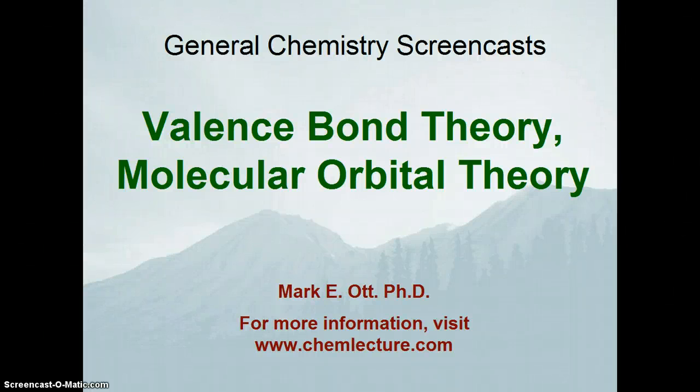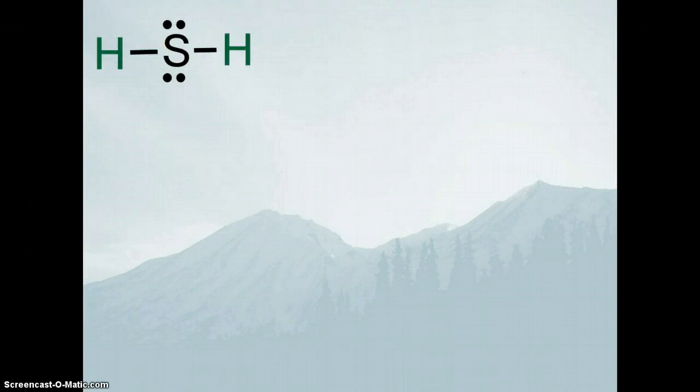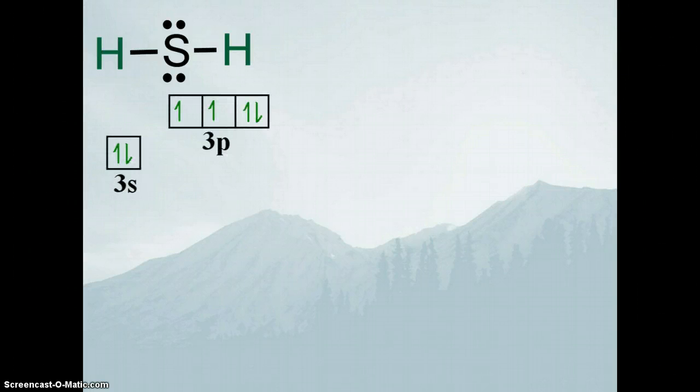In this screencast, we're going to talk about valence bond theory and molecular orbital theory, which are two different ways, other than VSEPR, to think about bonding. Let us consider for a moment hydrogen sulfide, which you would think would look an awful lot like water, in that it's got 4 groups of electrons.